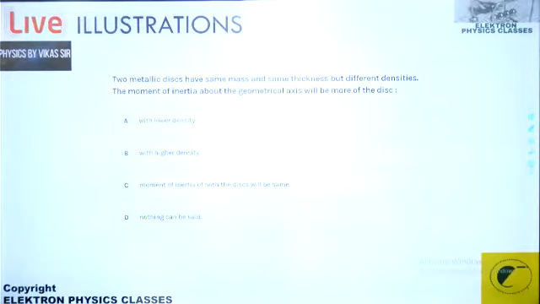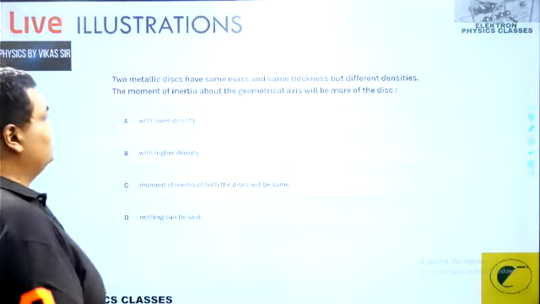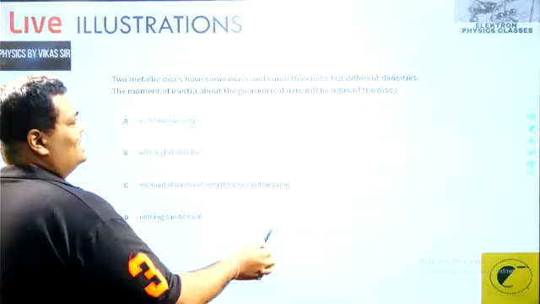That's a conceptual kind of question, and I think we all will be able to answer. Try your luck on this. We have two metallic discs having the same mass and the same thickness, but different densities. The moment of inertia about the geometrical axis will be more for which kind of disk? Same mass, same thickness, different densities.